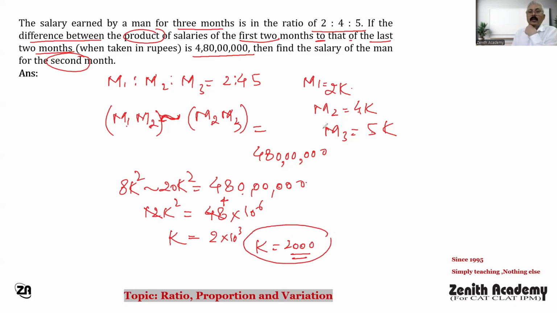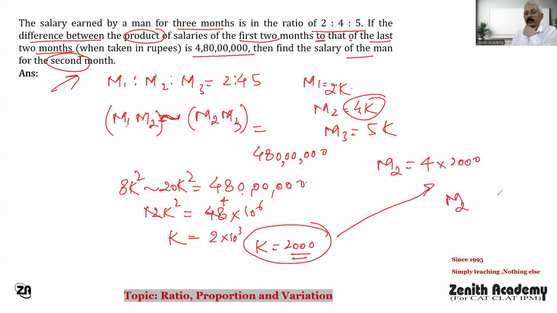Okay, so here the salary of the second month is M2, which is 4K, and K is 2000, so 4 into 2000. Answer is 8000.